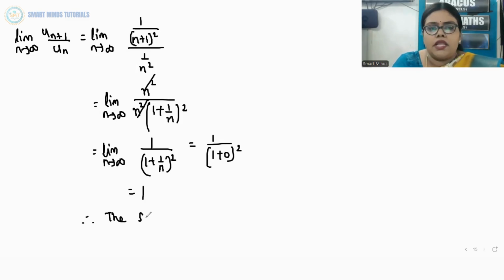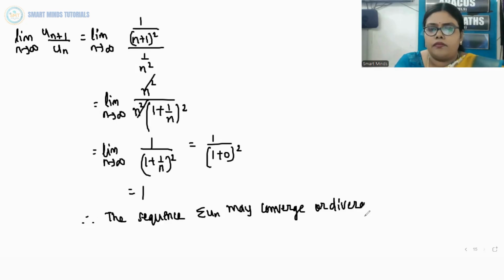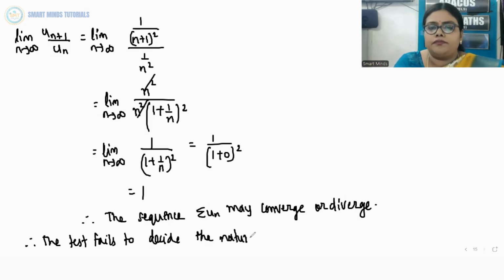Therefore, the series sigma u_n may converge or diverge. Therefore, the test fails to decide the nature of the series if L is equal to 1. So with this, we are done with all the 3 cases.